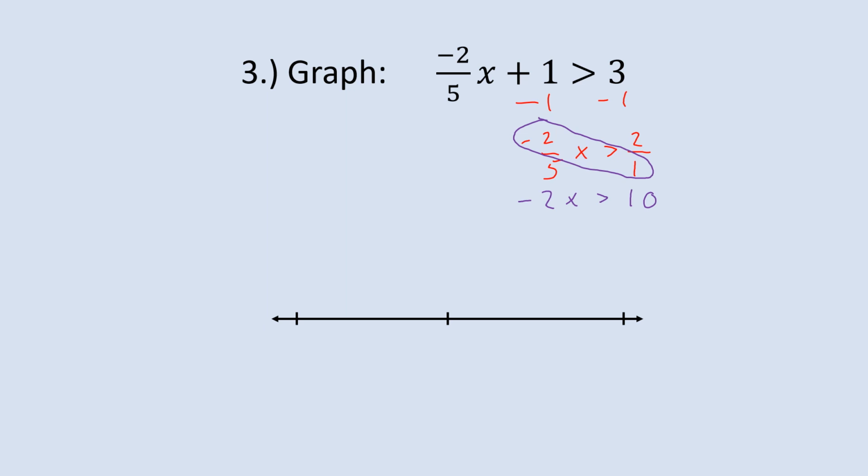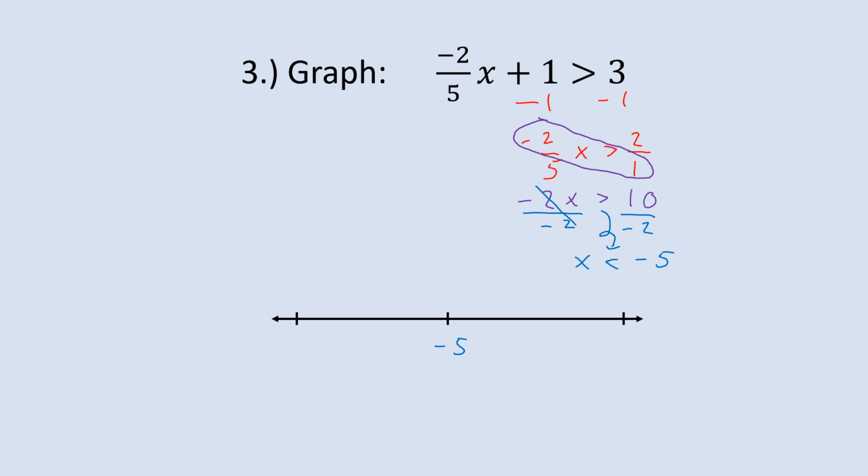All right, so here's the part that makes this tricky. I want to get rid of this negative 2, and I'm going to divide by a negative 2. Anytime we divide by a negative 2 in these inequality problems, you have to remember to flip this sign the other way. It was pointing to the right, now it's pointing to the left. x is less than negative 5. That happens anytime we multiply or divide by a negative number.